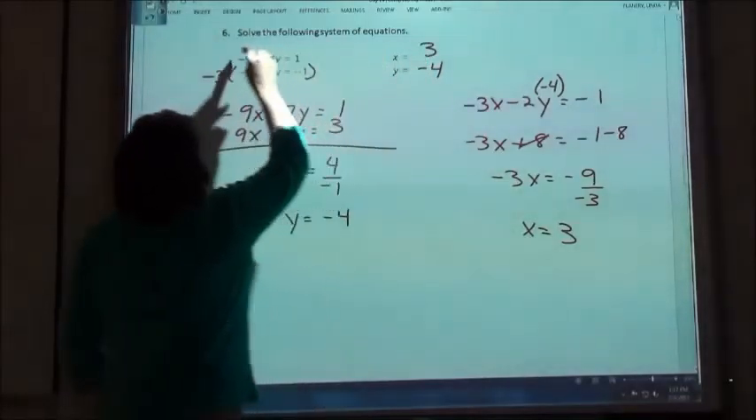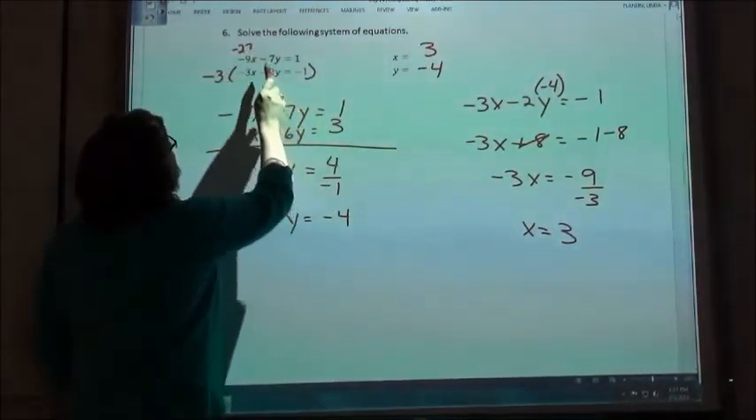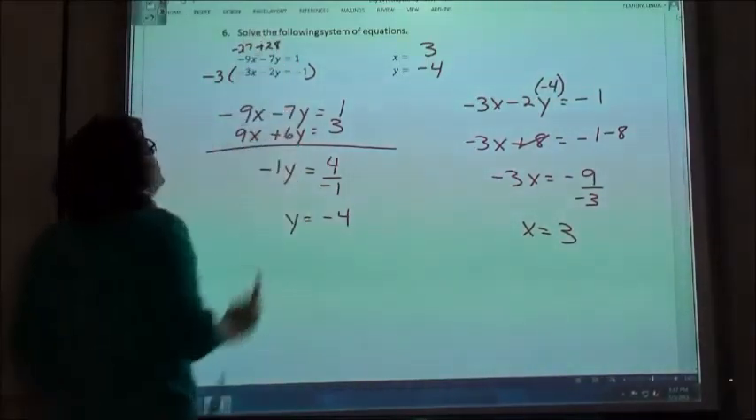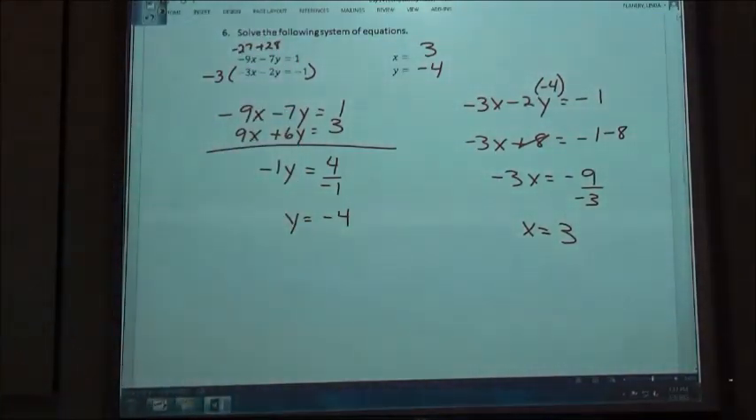So just quickly checking that. Negative 9 times 3 would be negative 27. Negative 7 times negative 4 is a positive 28. Sure enough, negative 27 plus 28 is 1. So it checks out. We know we did it right.